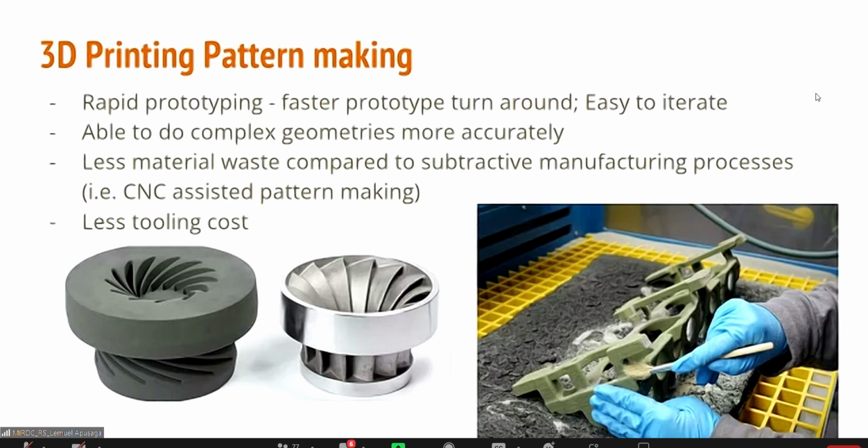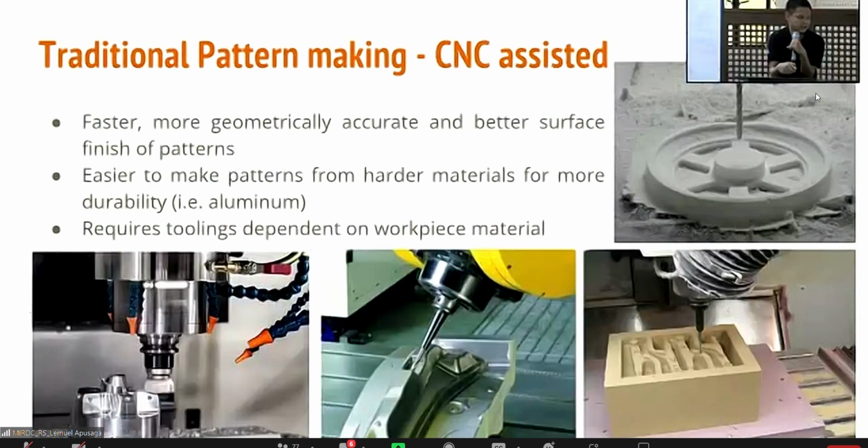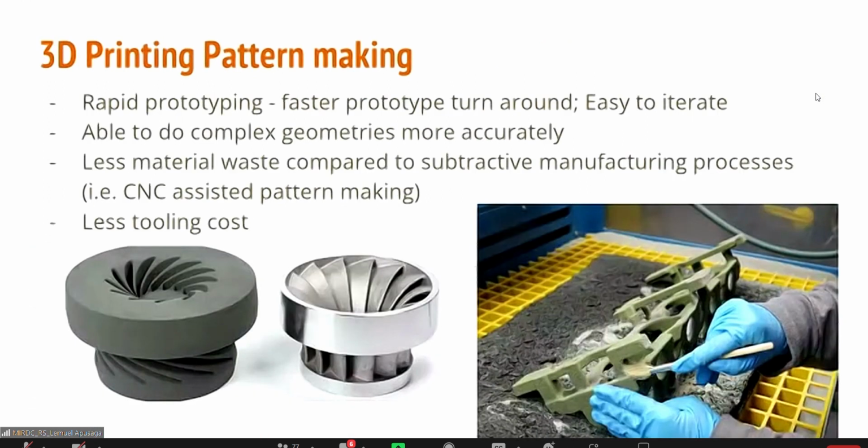So for 3D printing assisted pattern making, it's a rapid prototyping technology. So you have faster prototype turnaround time, and it's very, very easy to iterate. For that same shape that I've shown earlier, what CNC machining takes about 2 to 3 months, you might be able to make it in like 2 weeks tops for that same shape and size.